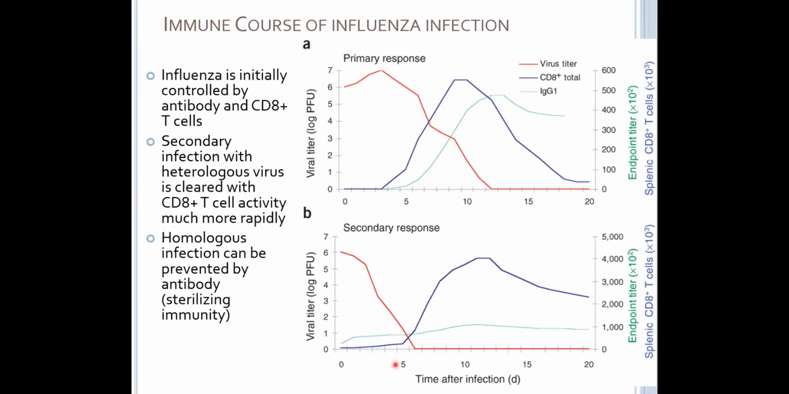This happens much, much faster if you have memory CD8 T cells. And this is assuming that you do not have sterilizing antibody at this point. So truly homologous infection can be prevented by sterilizing antibody here. So you get sterilizing immunity to flu, at least in animal models.